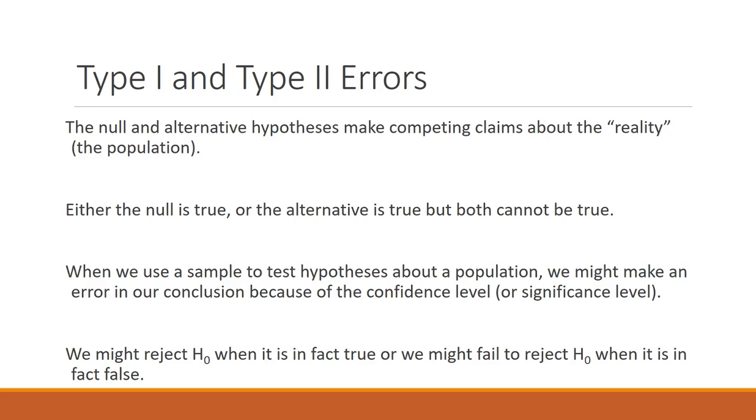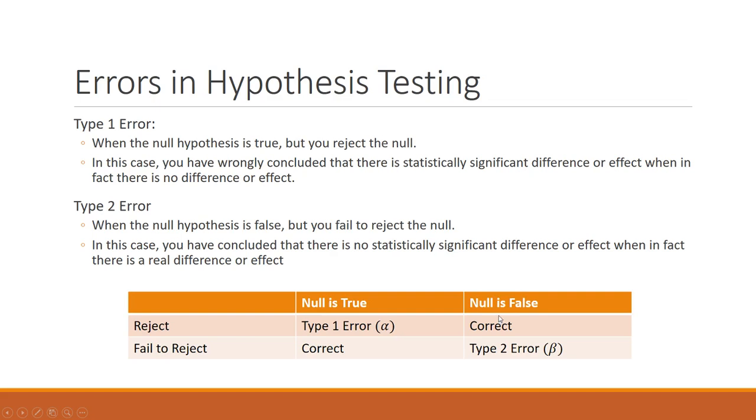All right, the null and alternative hypothesis make competing claims about reality. Either the null is true or the alternative is true, but not both. So when we use a sample to test hypotheses about a population, we might make an error in our conclusion. We might make an error. Let's take a look at what that looks like. There's two types of error. There's type 1 error and there's type 2 error.